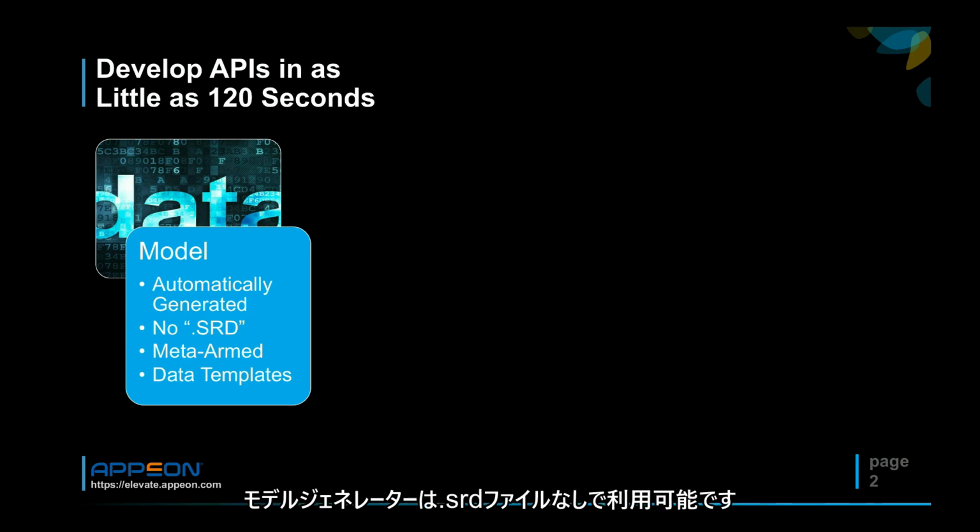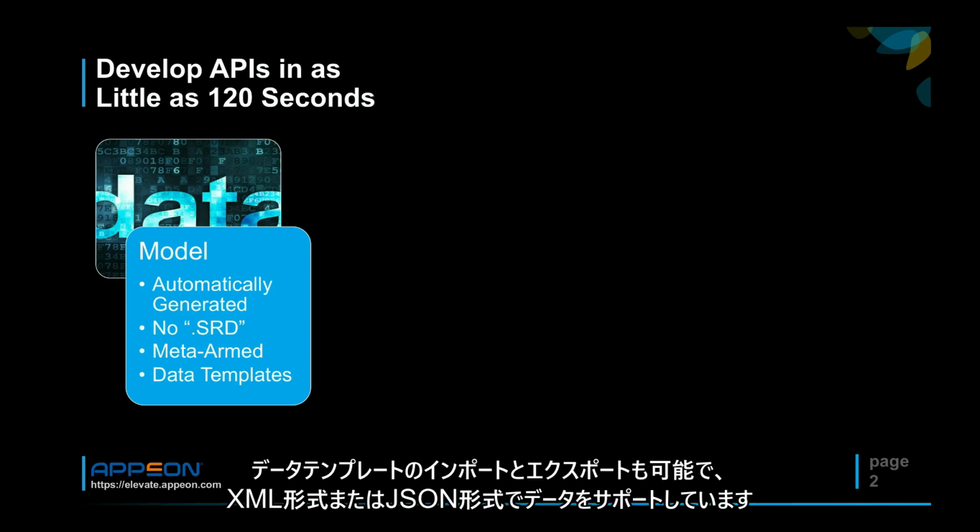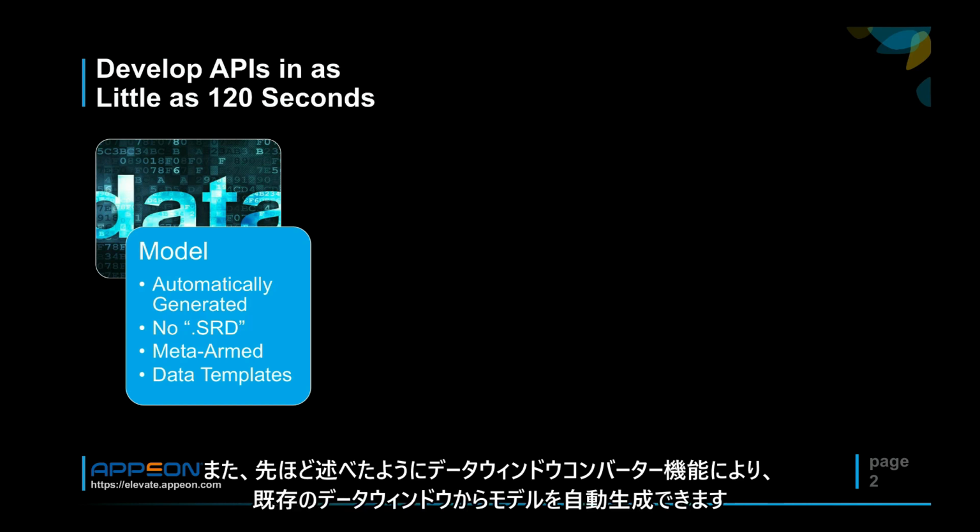Now, this model generation has no SRD file. It's a standard model with class attributes, and it's meta-aware. So all of that good stuff that's in a DataWindow data object is now inside of the model. It also supports data templates, import and export, defining how to export and import the data either in XML format or JSON format.